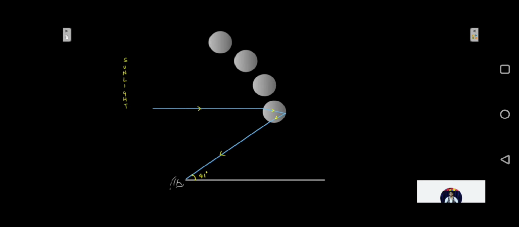Then the primary rainbow red light, this would come like this. Get refracted, get internally reflected, and it would emerge out making an angle of 43 degrees and would reach the observer's eye. So this angle over here is going to be 43 degrees.